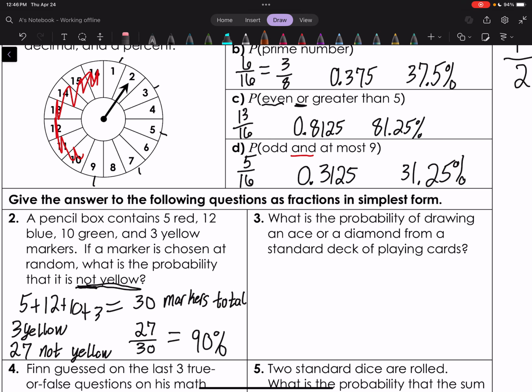Sorry, I just did not read the top here. Questions in as fractions, the simplest form. My simplest form is 9 over 10.